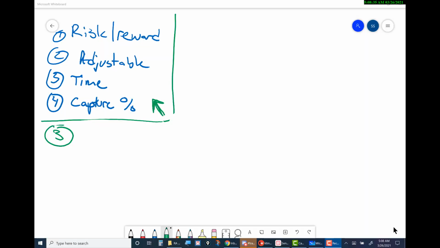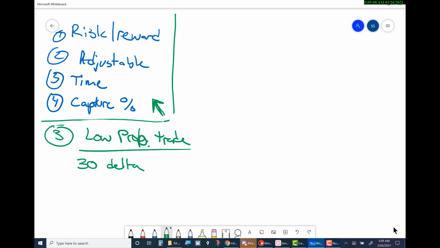All right, trade option number 3, or approach number 3 that we could take with our 0 DTE trades is what's called a low probability trade. So we've done a high probability. This is a low probability trade. That's a B, low probability trade. Okay. What does a low probability trade look like? Well, low probability trades are usually around a 30 delta, usually right around a 30 delta.